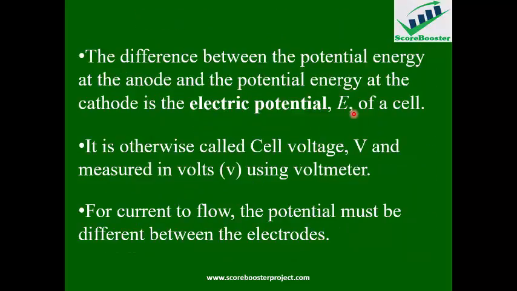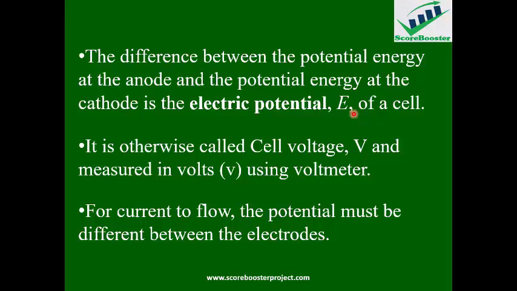So the difference between this potential energy now at the cathode and the anode is called electron potential. That electric potential is called cell voltage. We're talking about cell voltage, capital letter V, and the unit is small letter v, measured in volts with a voltmeter. So for current to flow, the potential must be different between the two electrodes.